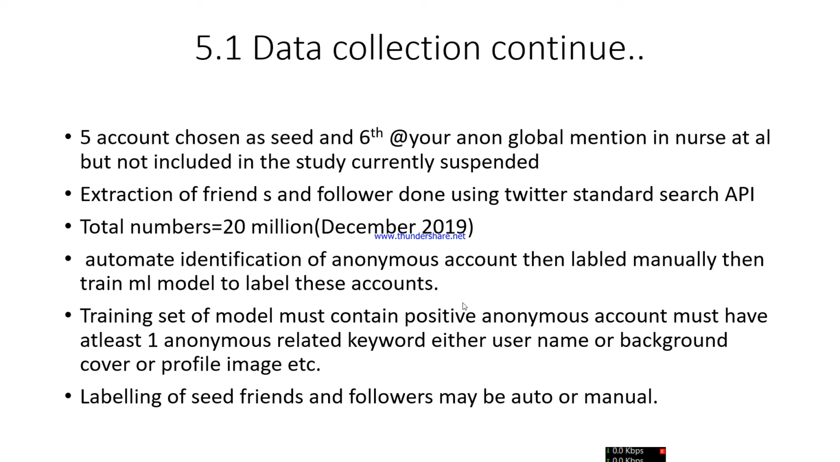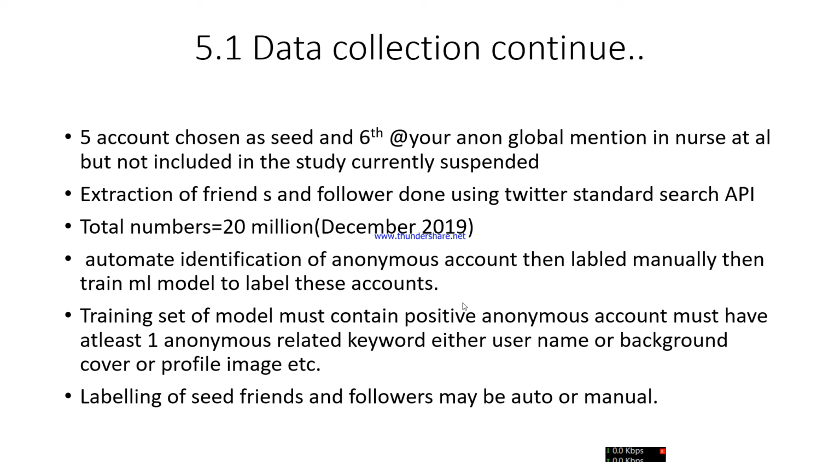So we have chosen five accounts, and also a sixth account, called at the rate your and global mention in the NAS, but we have not included it in the study. We have already given the reason why. Extraction of friends and followers was done using the Twitter standard search API. We know that the total number of accounts currently on Twitter is 20 billion, as of December 2019. So to find anonymous accounts using some ML models, first we have to find the accounts through automated identification.